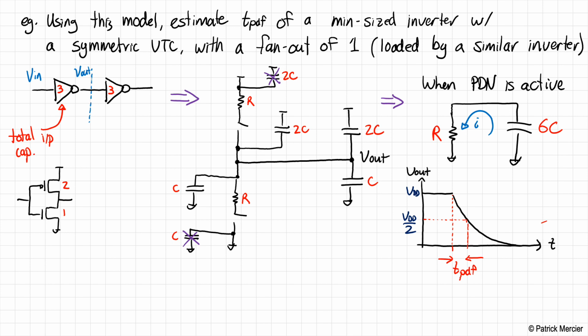Now, as you'll recall, the formula here for this decaying exponential is VDD times 1 minus e to the minus t over, in this case, 6RC. So if you recall your formulas for decaying exponentials, you actually can just do this perhaps by memory or by inspection. We say TPDF is equal to 6RC times the natural log of 2. This is the time it takes to go from VDD to VDD over 2. Okay, so this is the final answer.